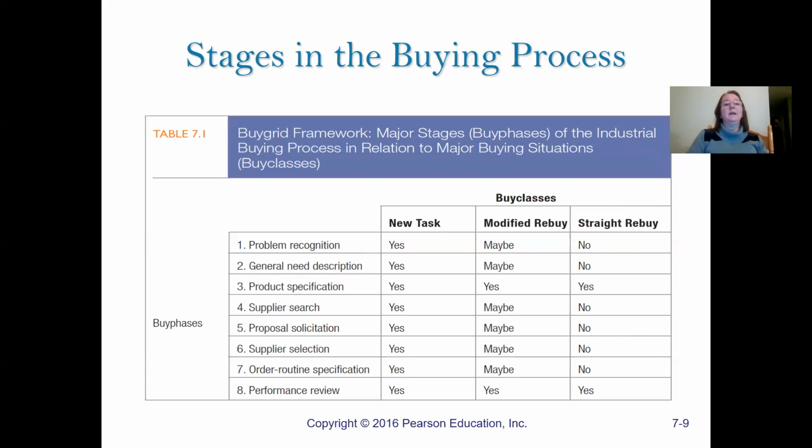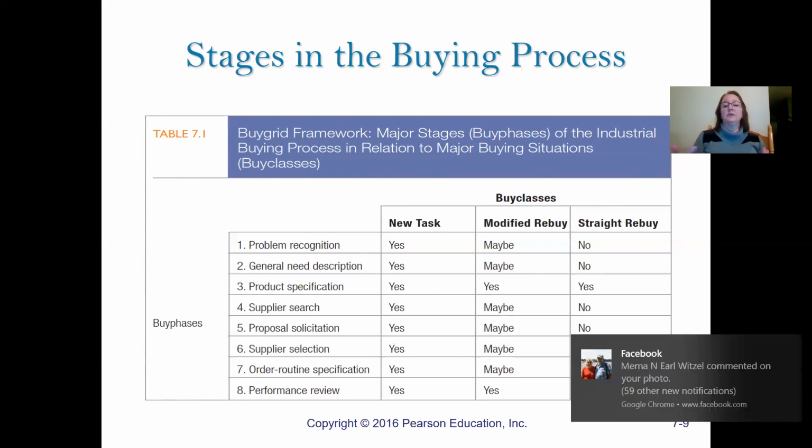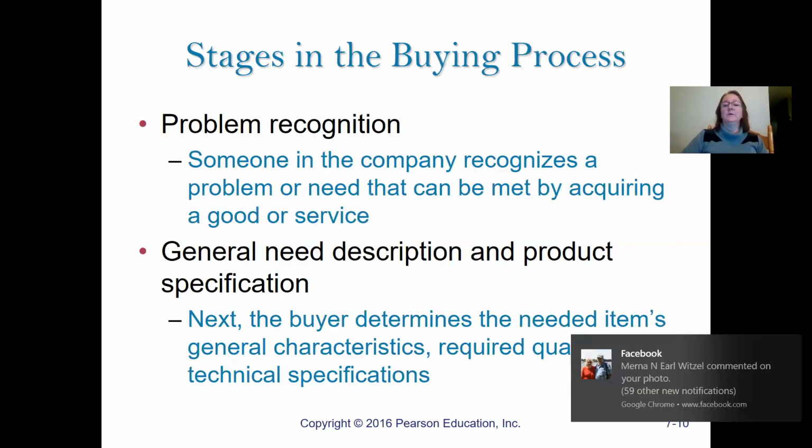So this is a buying grid framework that would help you think through whether it's a new task, modified rebuy, or straight rebuy, and the steps. So how much do they look into the sales?